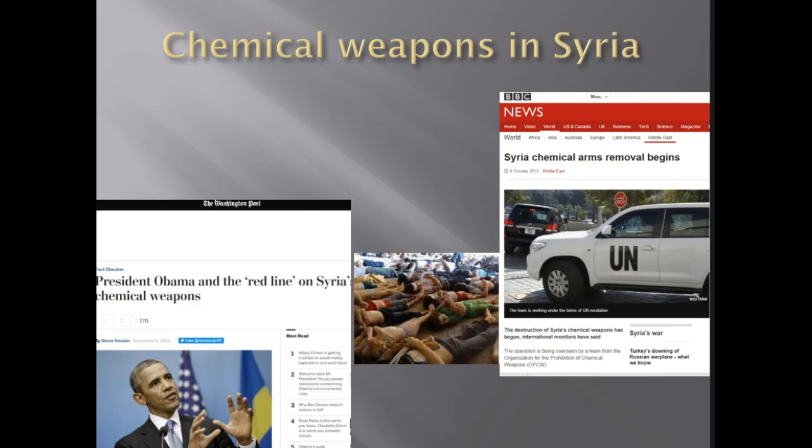And we also have the issue of chemical weapons having been used in Syria. We've all heard this. In 2012, President Obama drew the red line in the sand in Syria, and the chemical weapon issue, they were not allowed to use chemical weapons. Well, in March 2013, in violation of the International Chemical Weapons Convention, Syria used chemical weapons against its population.